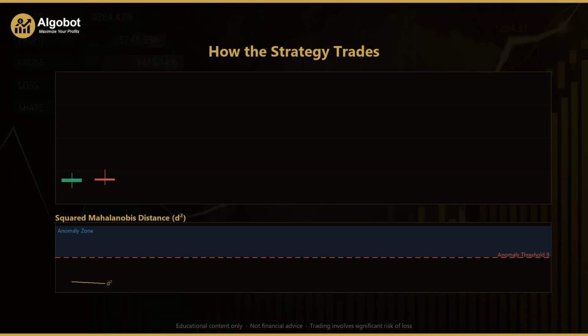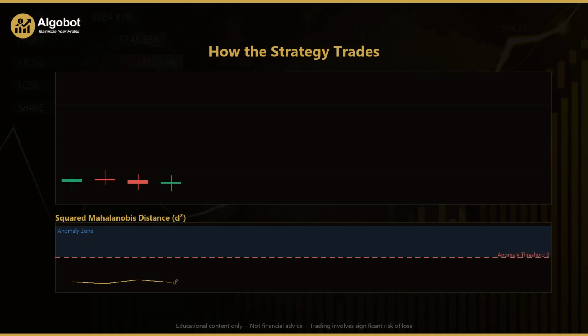Let's bring this to life on the chart. On top you can see the candles, and in the panel below is the squared-Mahalanobis distance, our d-squared statistic, with a dashed threshold line drawn at the value 9. Whenever the gold line climbs into the blue anomaly zone above 9, the strategy has spotted a rare joint outlier in return and volume. Watch the opening candles.